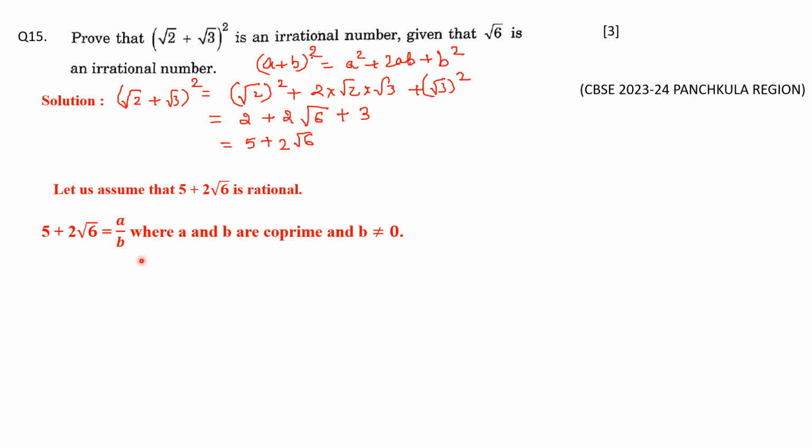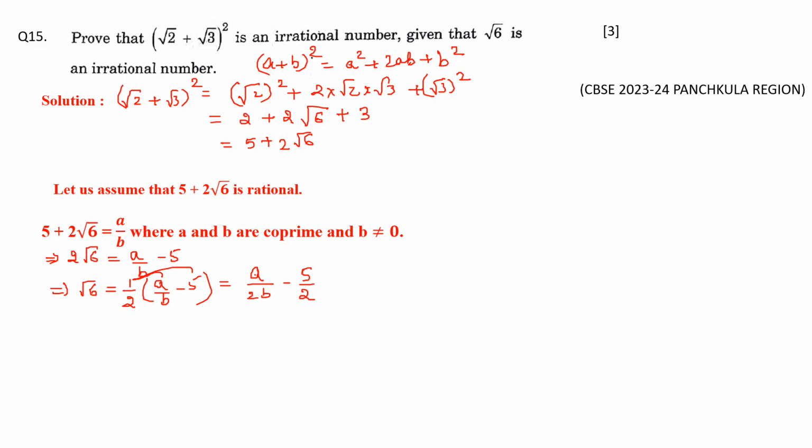Co-prime means their common factor is only 1 and B is not equal to 0. Now from here, I am going to transpose 5 to the other side. So it will be 2 root 6 equal to A by B minus 5. And again I am going to transpose 2 to the other side. So it will be root 6 equal to, now 2 is multiplied, it will become division, (A by B minus 5) by 2. Which I can write as, now I am multiplying 1 by 2 with A by B and with 5. So it will become A by 2B minus 5 by 2.